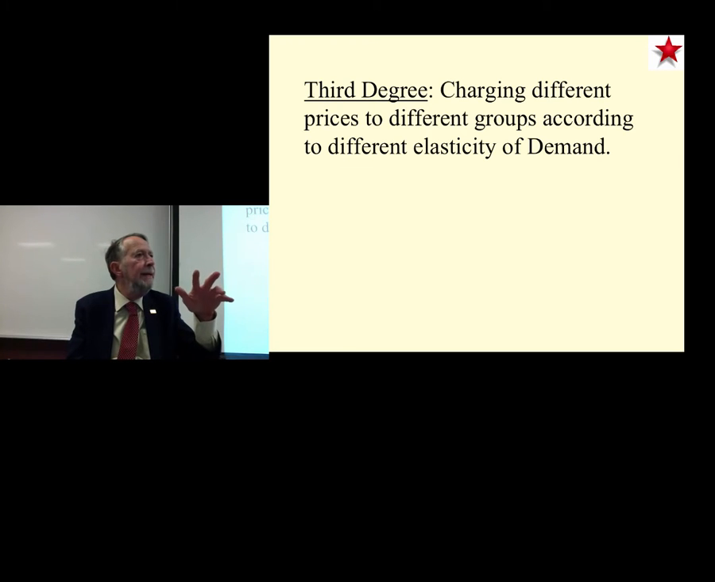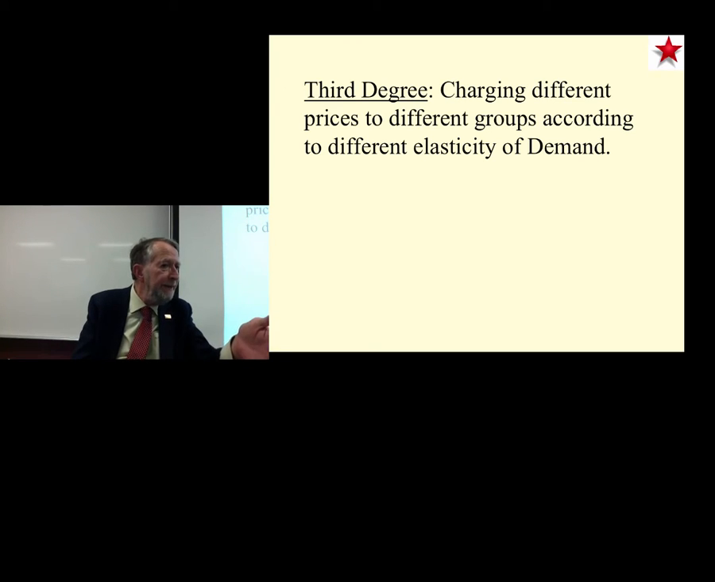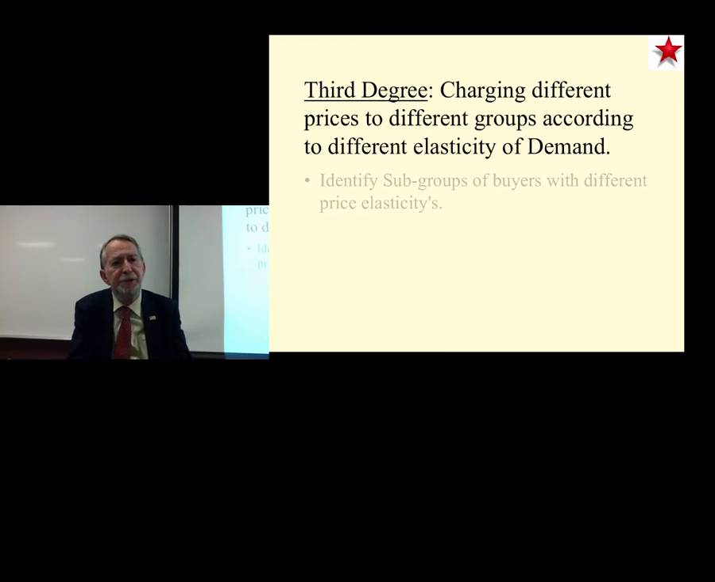Elastic or inelastic? Elastic, because that increases total revenue. You raise the price to the inelastic demanders, and that increases total revenue, right? Everybody with me? Good. So if you see somebody getting a lower price, the seller must believe that that's the elastic demander. And then you can use your knowledge of economics to say, well, why might that be the case? Which of those factors would tend to be true?